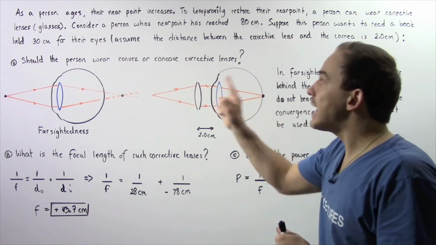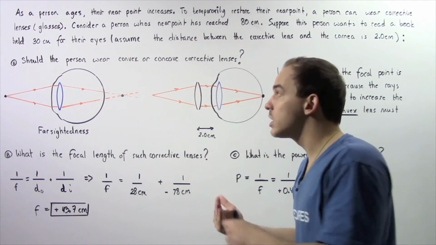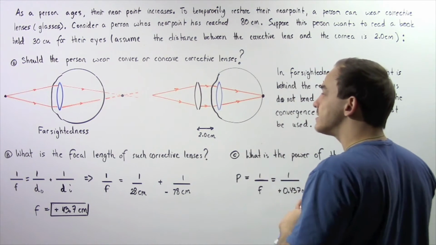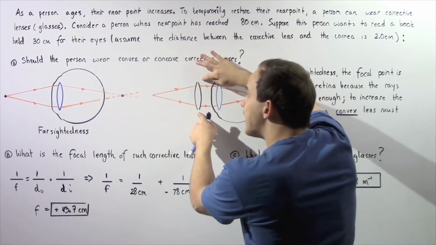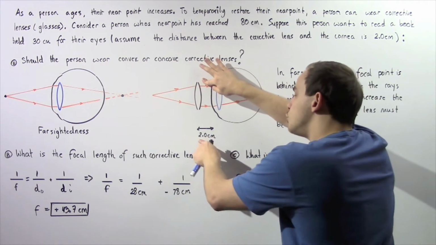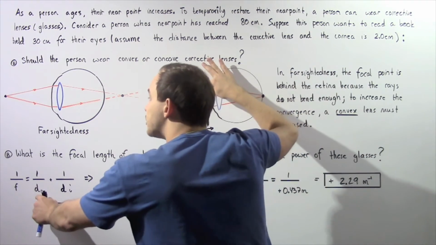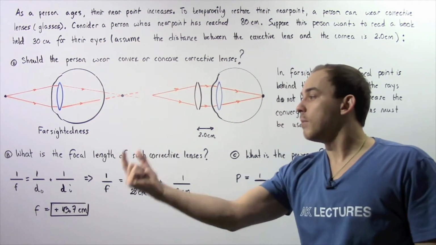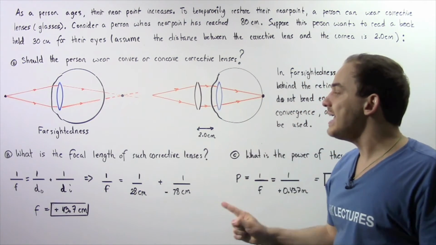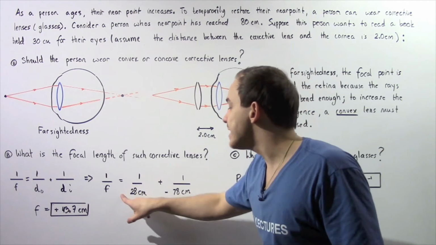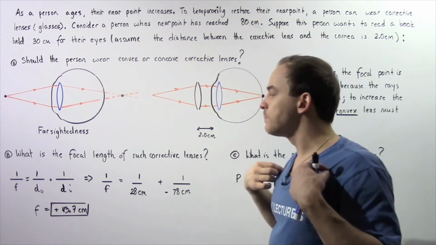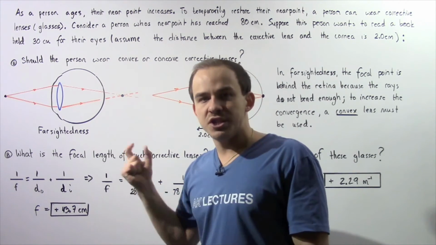We're given that the person wants to read the book 30 centimeters from the cornea of the eye. So that means the distance from the corrective lens to where the book is placed is not 30, but 30 minus 2, or 28. So the object distance, the location of our book with respect to the corrective lens of the glasses, is 28 centimeters, and it's positive because it's found on the same side as where the light originates.